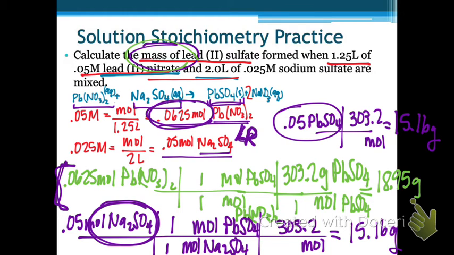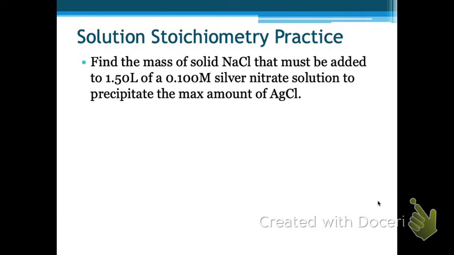Okay? Find the mass of solid NaCl that must be added to 1.50 liters of 1 molar solution of silver nitrate to precipitate the max amount of AgCl. So we're gonna have solid on both sides. Yeah, well, the NaCl will become aqueous. It's like saying how much of that do we need to find. So we're going to basically look for moles of that sodium chloride, and then we can convert it back to grams. Okay?